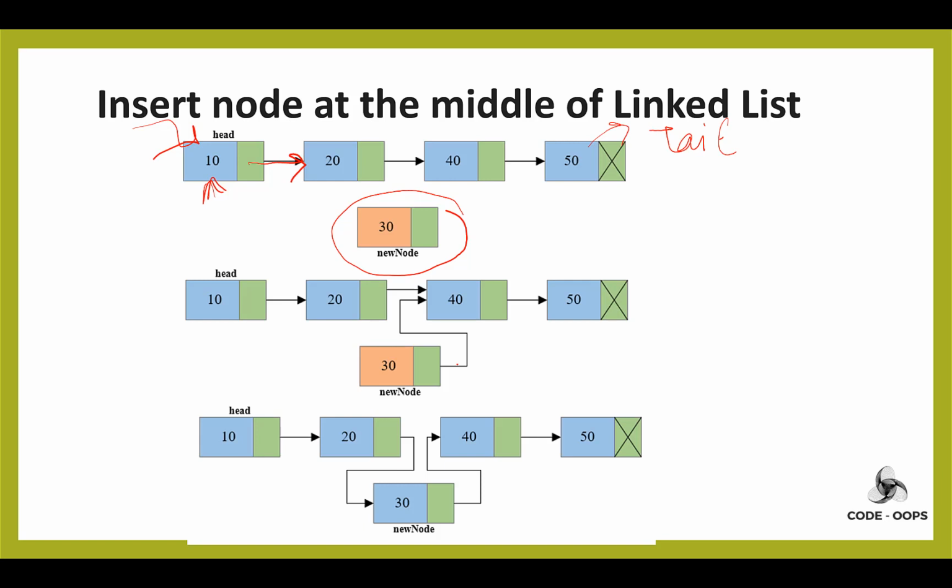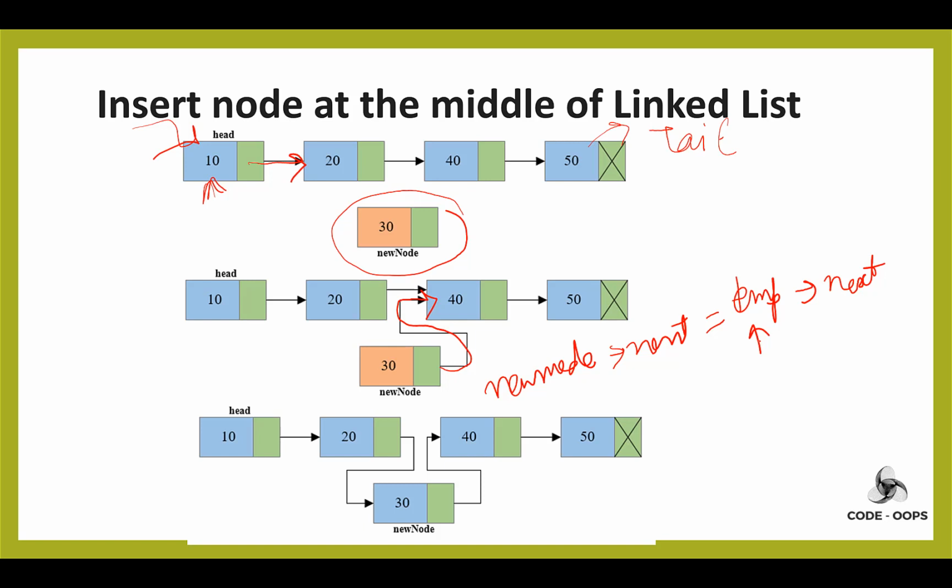Now if we want to insert a node between 20 and 40, the new node's next pointer field should now point to 40. We can say new node next pointer field is equal to temp arrow operator next, where temp is the n-1th node.